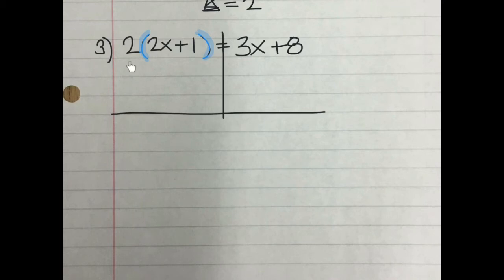As I take a look at number 3, I know that I need to repeat 2 times the information that's inside the parentheses. So what's inside the parentheses now is 2x plus 1. And I need to do that again 2 times because this number is 2, so I'll repeat it one more time.